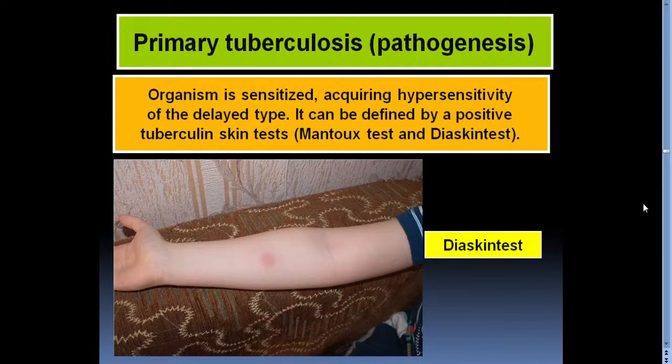Organism is sensitized, acquiring hypersensitivity of the delayed type. It can be defined by a positive tuberculin skin test, a Mantoux test, and Diaskin test. On this photo you can see result of Diaskin test, hyperemia with papilla. This is positive reaction.